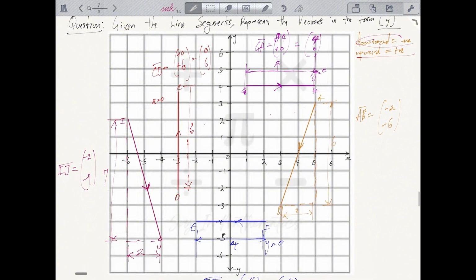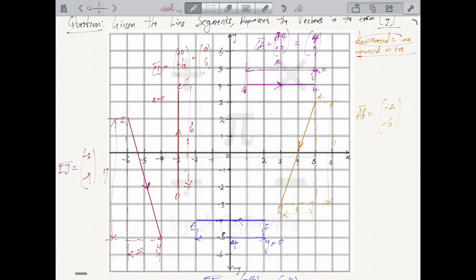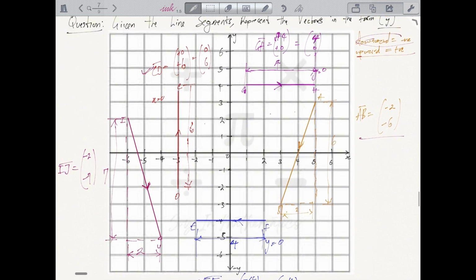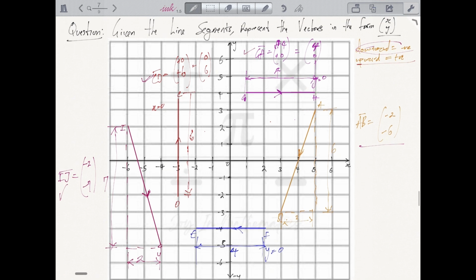So we can see we are able to solve for AB, CD, EF, GH, and IJ. In our next lesson, we will take something totally different, which we call addition and subtraction of vectors.